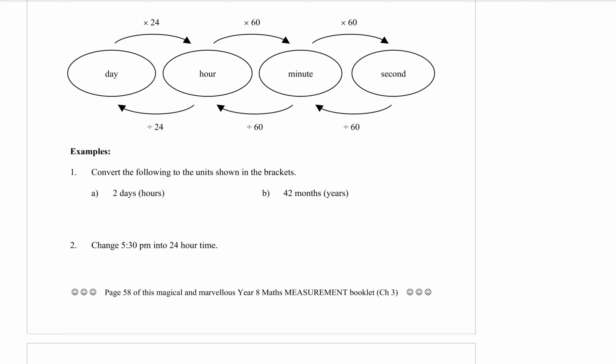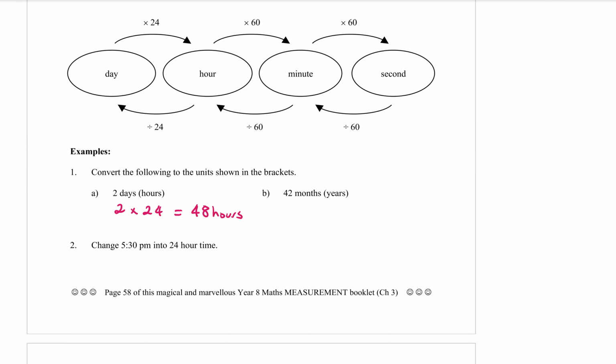So for question 1a, I want to convert 2 days into hours. So if I start with days here, to get to hours, follow the arrow, I need to times by 24. So all I do is I start with the number 2 because I had 2 days. I times that by 24, which means that would be 48 hours.